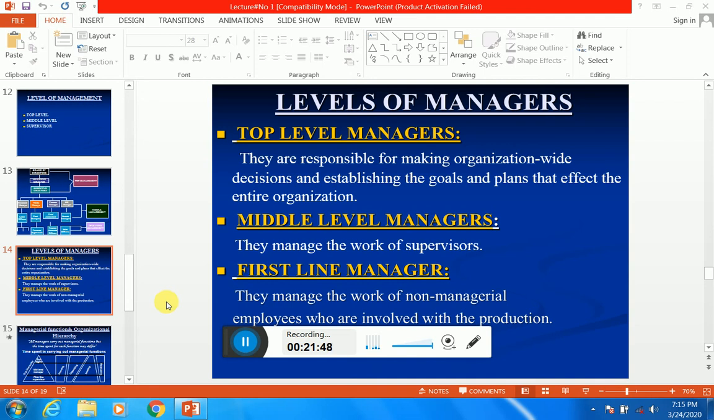We have some operation managers as well. Operation managers are mostly concerned with creating and maintaining the systems that create the organization's products and services, like production control, inventory and controlling systems, plant layout, and site selection, etc. Another is the human resource manager as well.